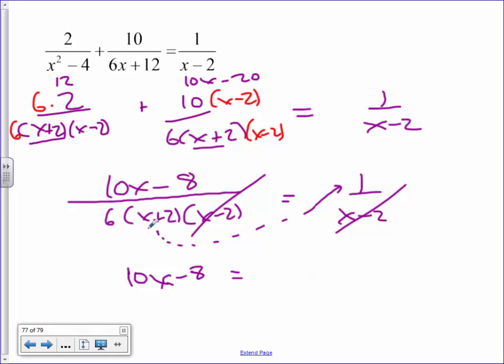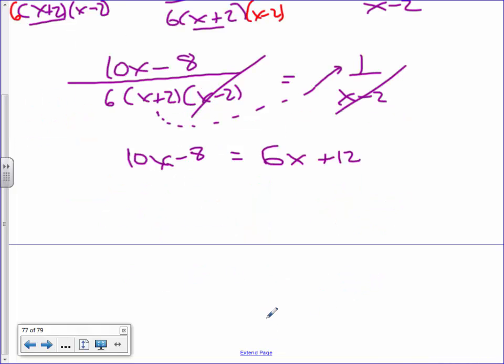So can I refoil this back out again in one step and go like 6 times x is 6x? And 6 times 2 is 12, and just take it to that point. And last step here, then just combine like term stuff again. So bring the 6x back the other way by minusing it. You get 4x. Add 8 the other way, gives you 20.